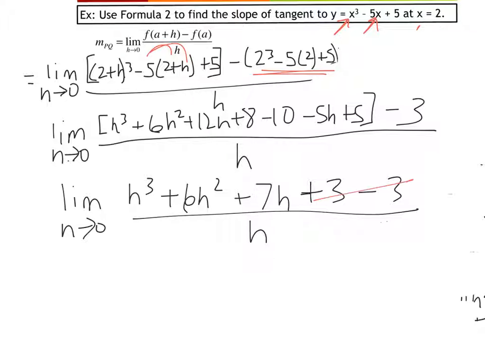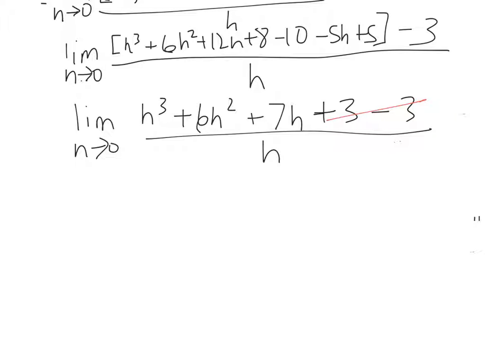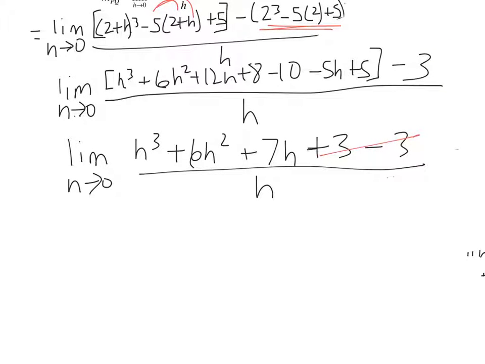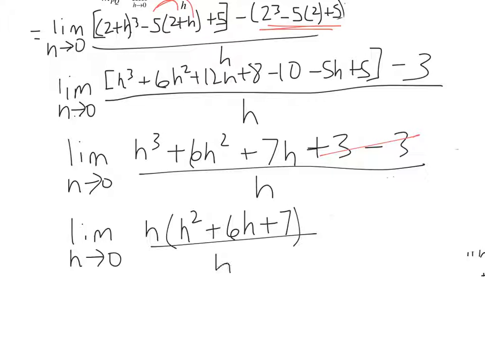So those 3's cancel. At this point, all the time, everything should cancel except your terms with h. All the numbers without h's should cancel. So I'm left with h times h squared plus 6h plus 7 over h. And the h's cancel off. And then I plug 0 in for h, and I get 7. So my slope here was 7. That's how this works. Okay?